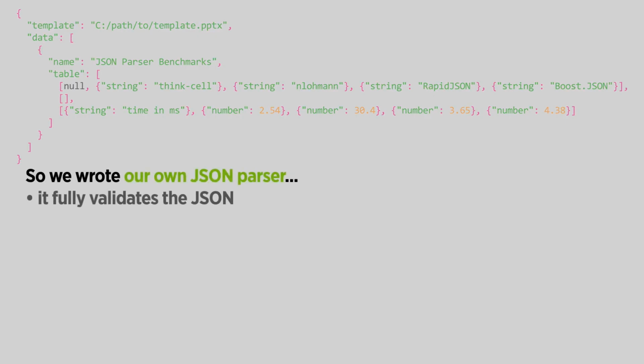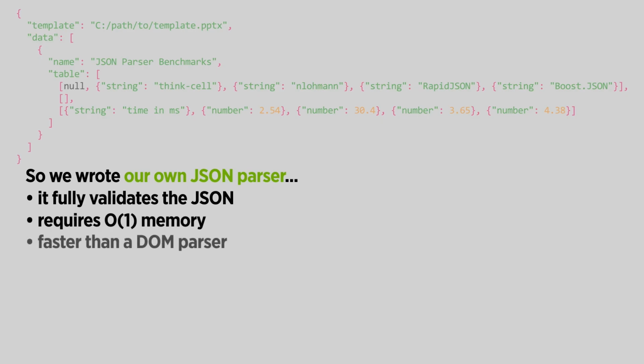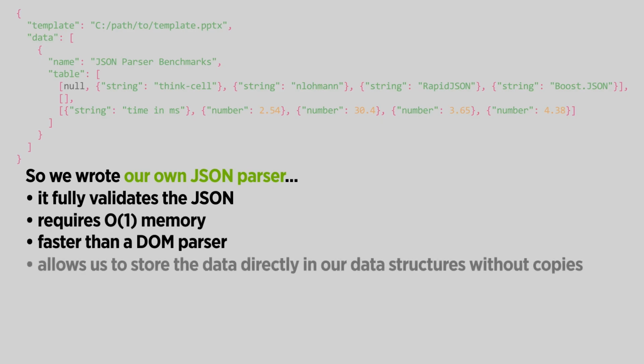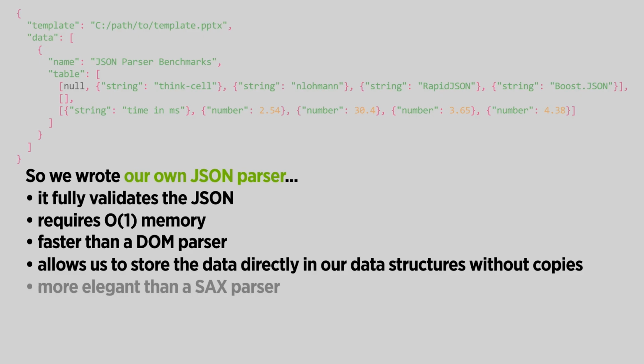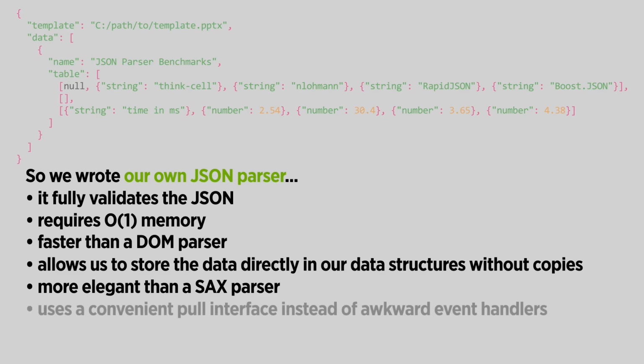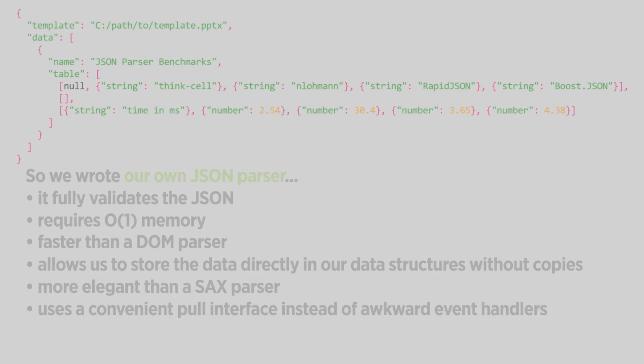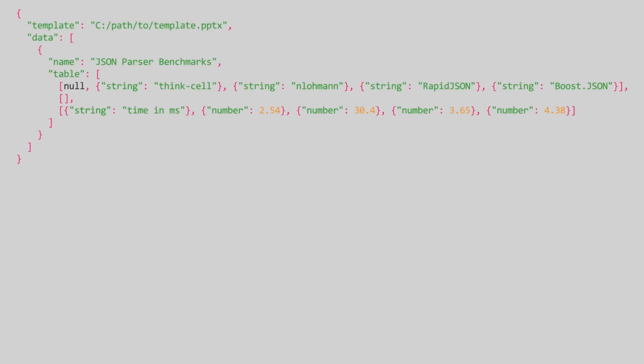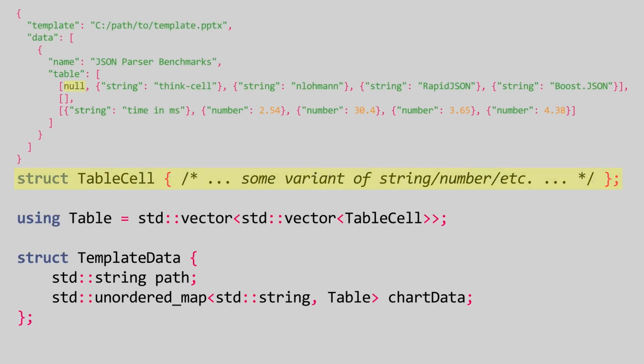It fully validates the JSON and requires O(1) memory. It's faster than a DOM parser because it allows us to store the data directly in our data structures without copies. It's more elegant than a SAX parser because it uses a convenient pull interface instead of awkward event handlers. For example, the JSON above should be parsed into a data structure that looks like this.